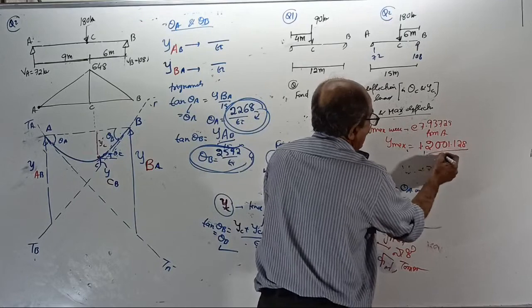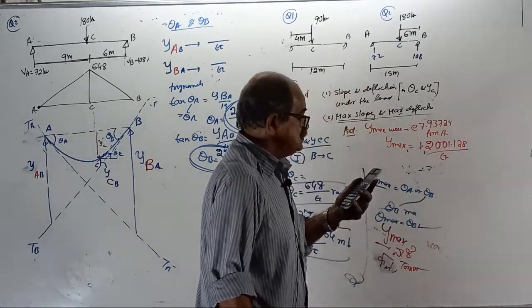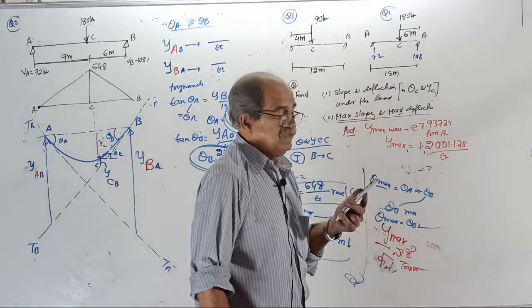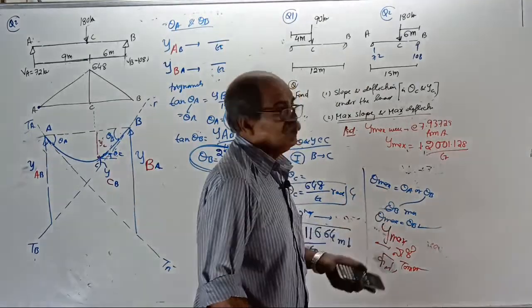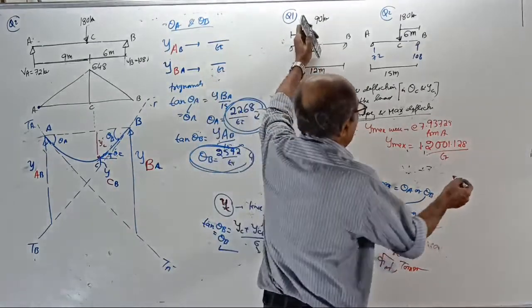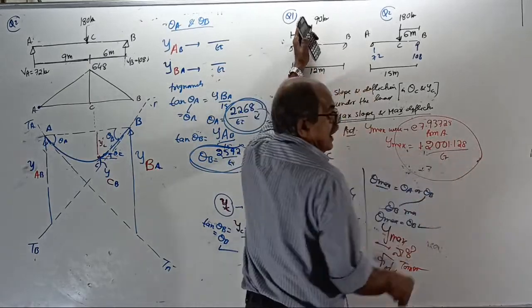1,001.128 by EI. I think, see, 1,001, 1 rupee jasti, 0.128 by EI. Tomorrow you will get it. So tomorrow you should tell whether this is correct or not. I will solve it tomorrow.